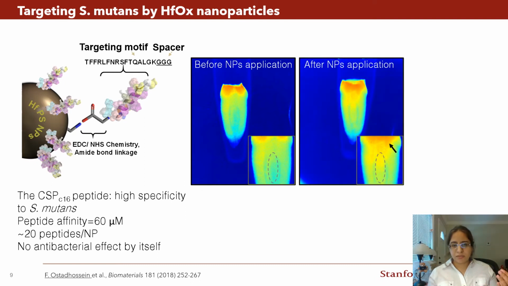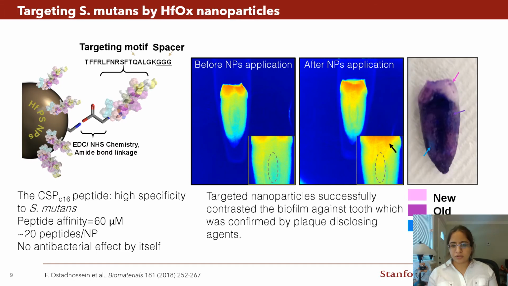And this is the image before any nanoparticle application. After we applied the nanoparticles and washed off the excess, the particles that were bound to the bacterial biofilm are where the signal is going to be higher and can point to the dental biofilm. And this result was also corroborated by the plaque disclosing agent, as you can appreciate in this graph or image.